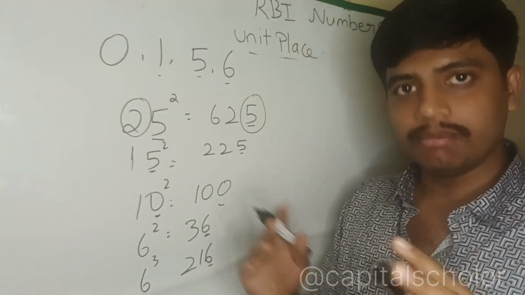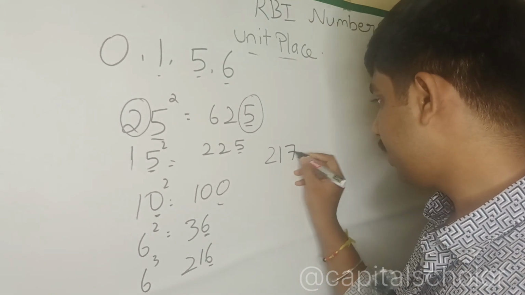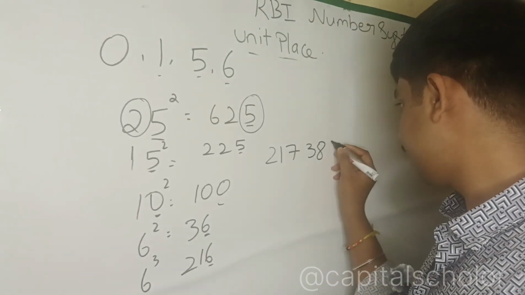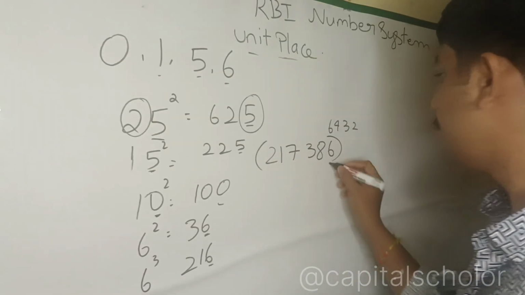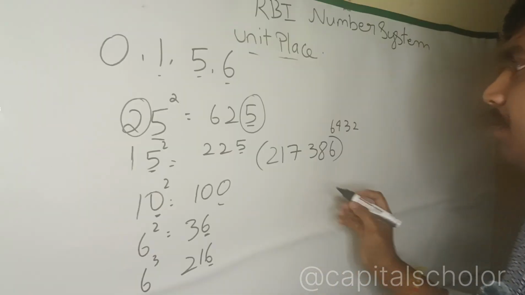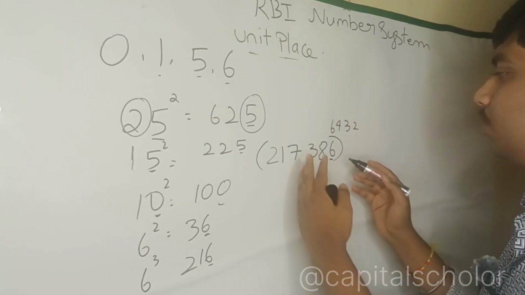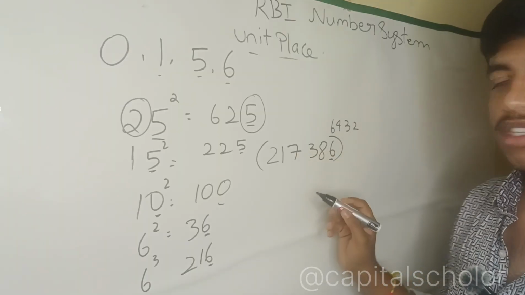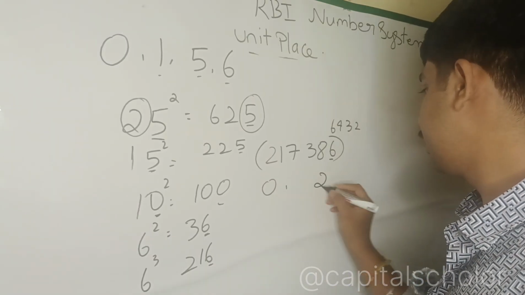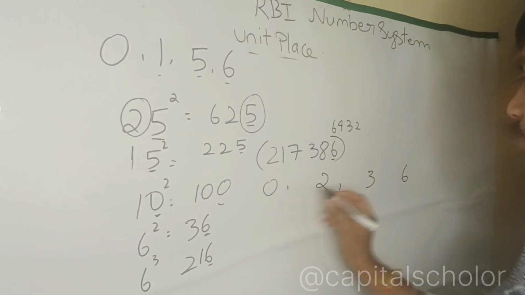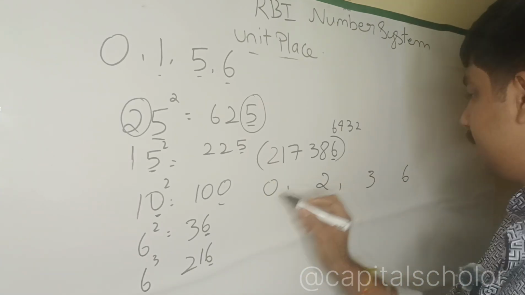Now let's move to a difficult question. Suppose this number is given: 217,386 to the power of 6432. Suppose this is given in the exam and they ask you to find the unit digit place of this number. You can't work it out directly, because it is a very complex number. So suppose the options are 0, 3, 4, 6, or 0, 2, 3, 6. They have given these four options.